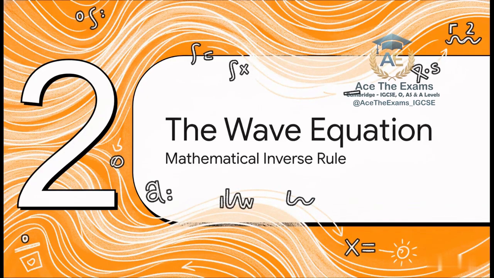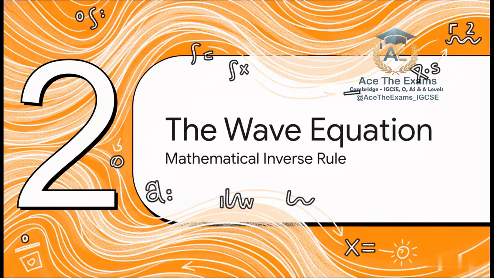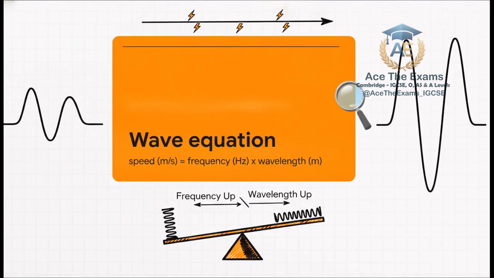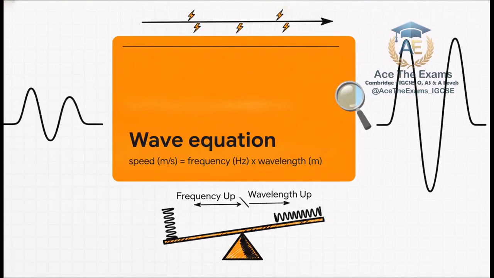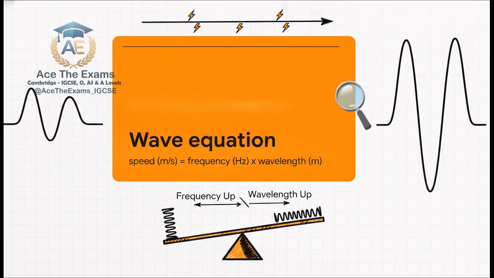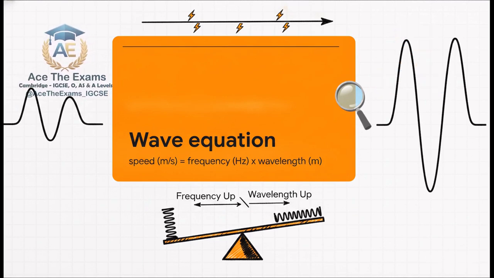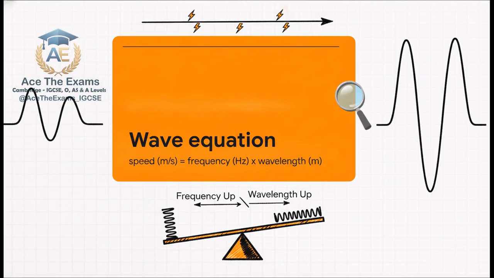Section 2. The wave equation, the mathematical rule of inverse. This rule is just a brilliant example of how the universe balances the scales. The wave equation simply states that a wave's speed equals its frequency multiplied by its wavelength.